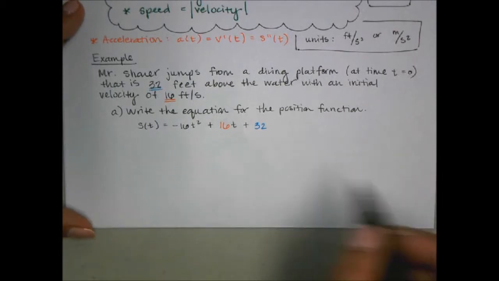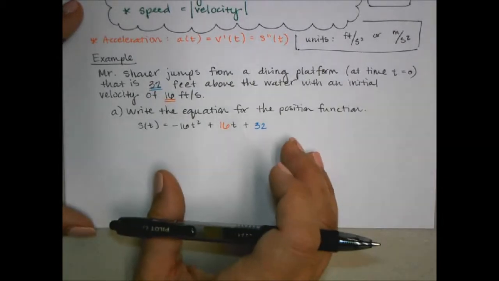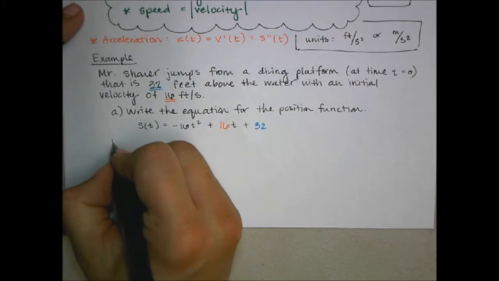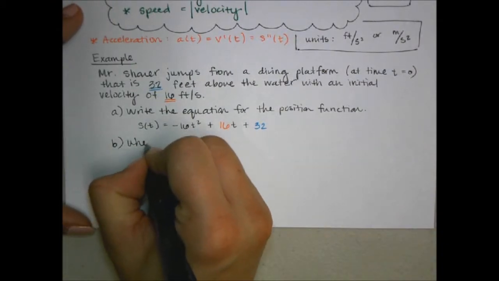Write the equation. The first thing we always have to do, even if we're not told to write the equation, is to write the equation. If we don't have one, we don't have anything to work with to solve the problem. Part B, when will Mr. Scherer enter the water?